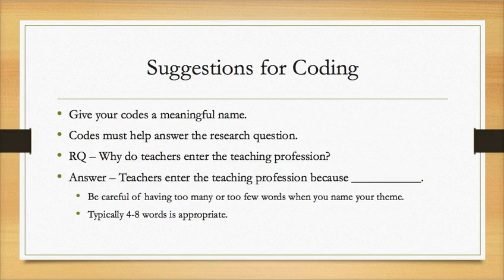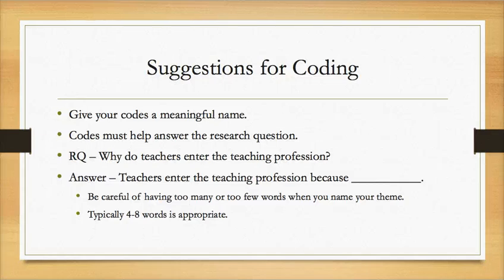So here are some suggestions for coding. The first is give your codes a meaningful name. Too few words causes confusion. Too many words also can be a problem because too many words can be limiting. In other words, the more words you have, the fewer the frequency count, because now you have added too many descriptors. So you've got to talk through it with your partner.